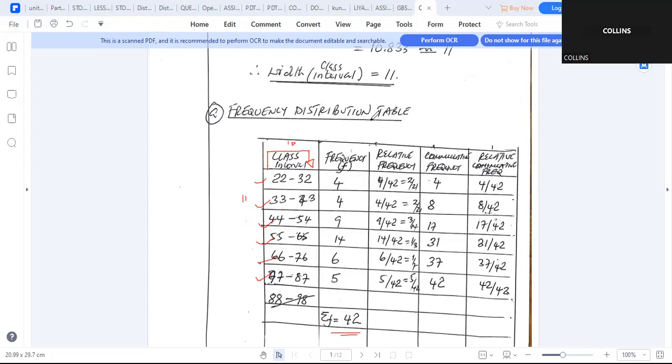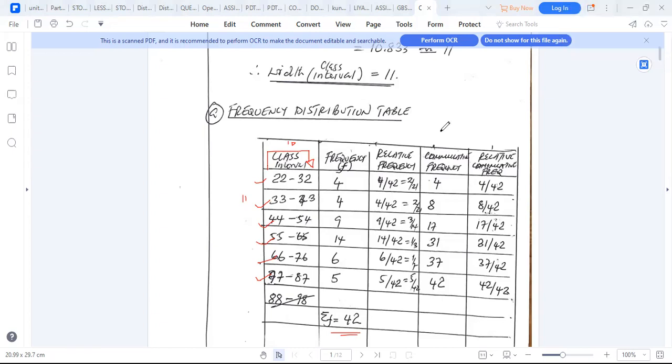So this is what we call the frequency distribution table. You're at liberty to leave it here, or just use these 3 columns, 1, 2, and 3. They make up what we call the cumulative frequency table.